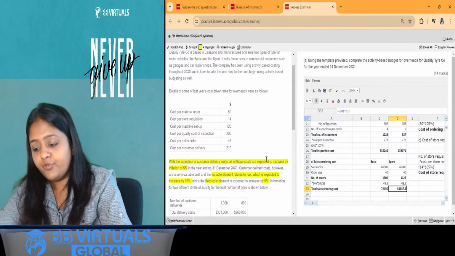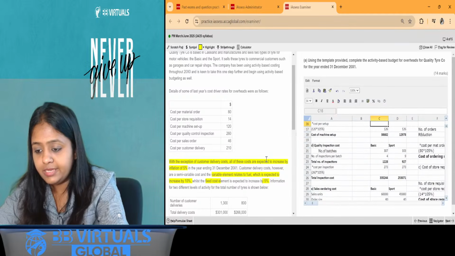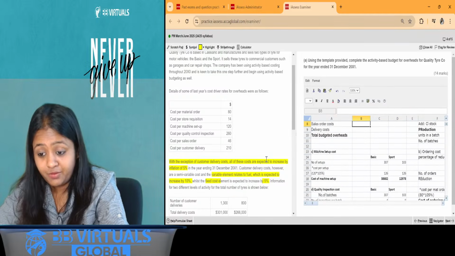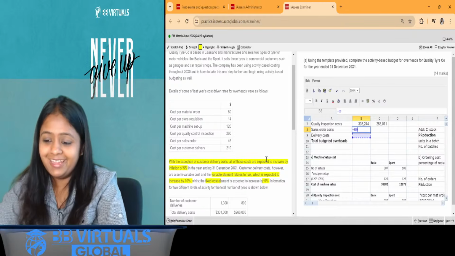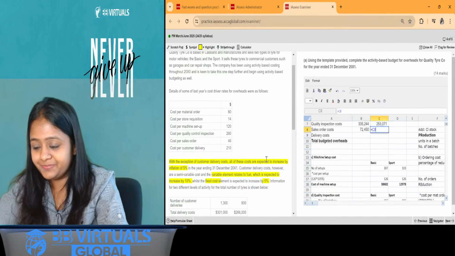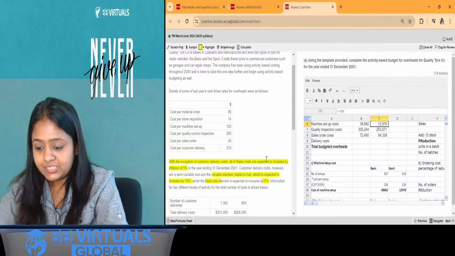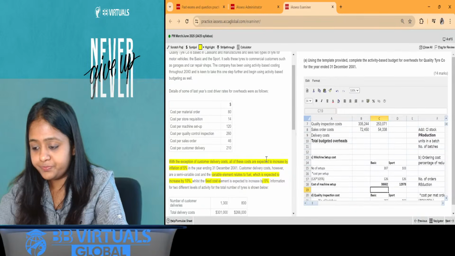Okay, so it is 543337.5 and 72450. Now just link it. Now we are at the last one and probably the most important one. Okay, so we will calculate it. Let's do the last one, which is delivery cost.